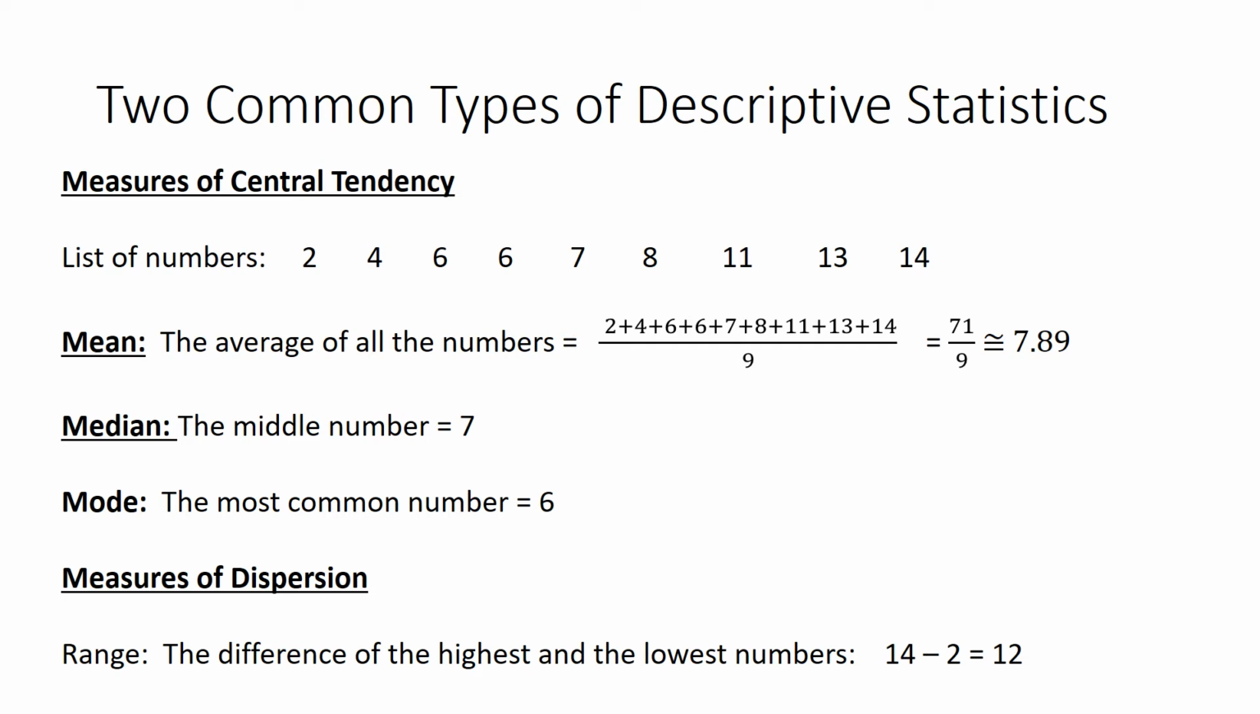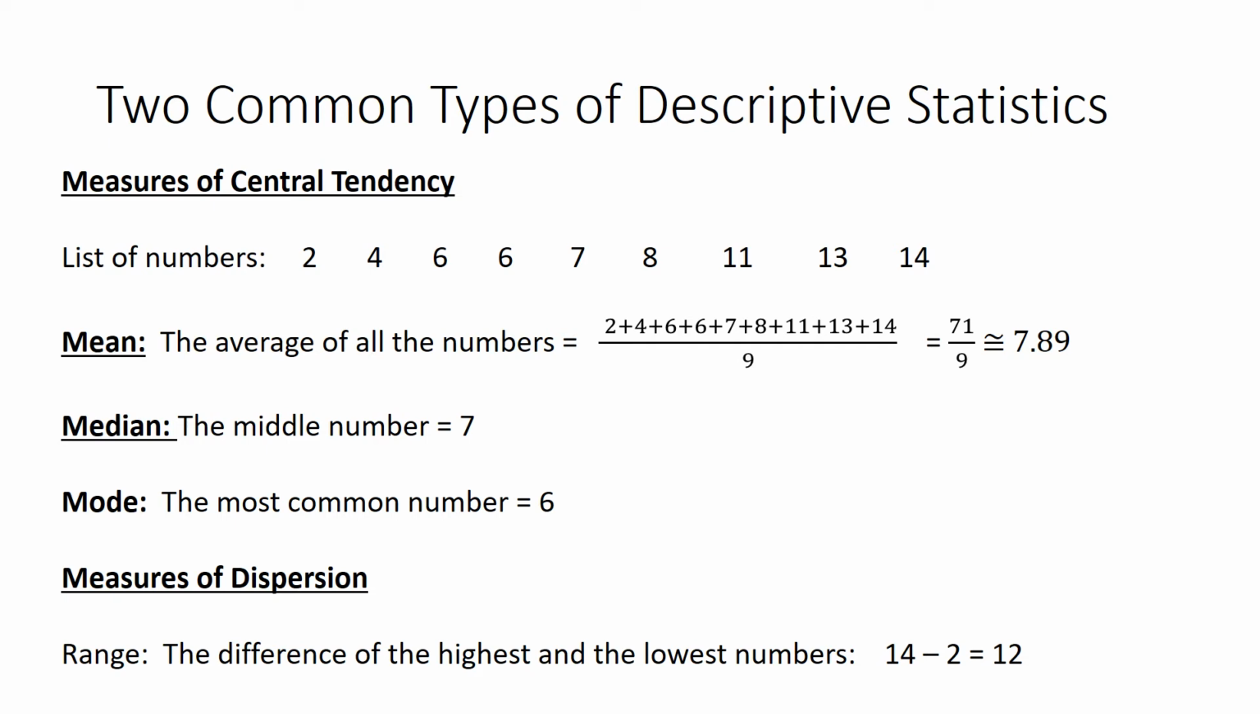I've got 9 numbers here: 2, 4, 6, another 6, 7, 8, 11, 13, 14. The mean is all those numbers added up, divided by the number of numbers there, which is 9. If I add 2, 4, 6 plus 6 plus 7 plus 8 plus 11 plus 13 plus 14, I get 71. If I divide by 9, the number of numbers there, I get 7.89. So the mean, or the average, is 7.89.